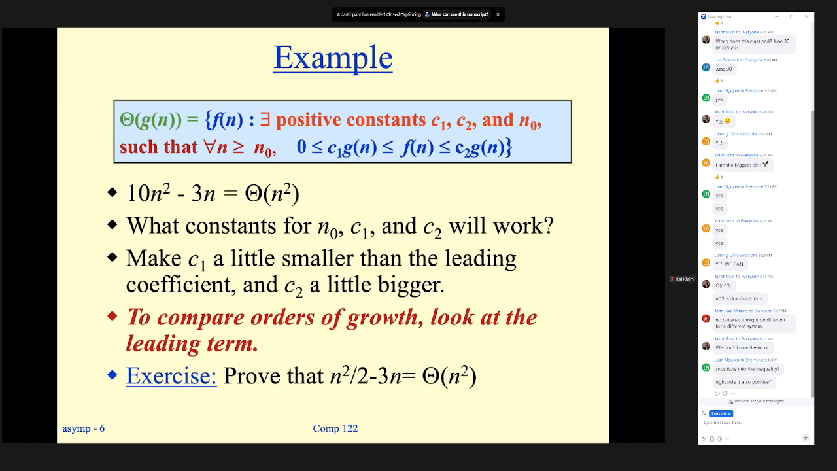Yes. It means if you could not find C1, C2, or n naught, then it is not big theta notation. So that's one of the things. Most of the homeworks you're going to have for the first part, I'm going to give these to you and say, prove this one is going to be theta of n squared. Or is this equation true or not?